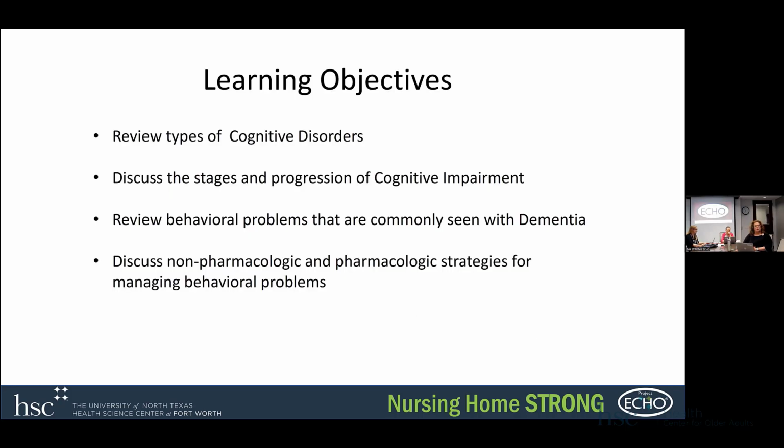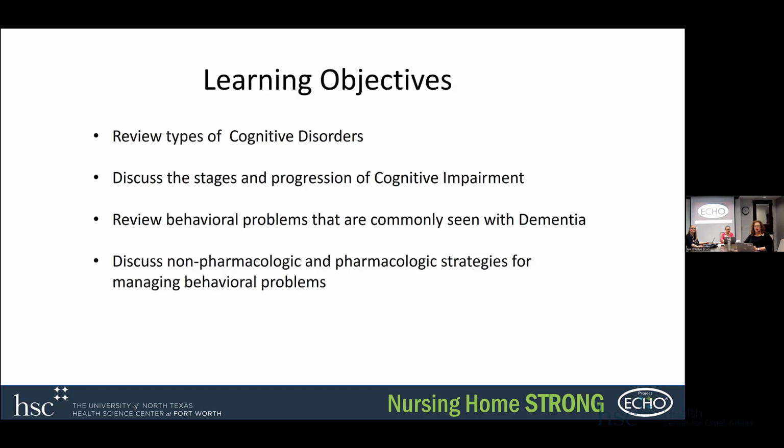The learning objectives are to review some of the classifications for cognitive disorders, and also discuss the stages and the progression of the diseases, and some common behavioral problems that we see with dementia. I'm sure, if you're in a nursing home, you've seen these frequently. And then we're going to discuss some non-pharmacologic as well as pharmacologic strategies. And I want to hear from you guys what you're using and what's working in terms of treatment strategies.